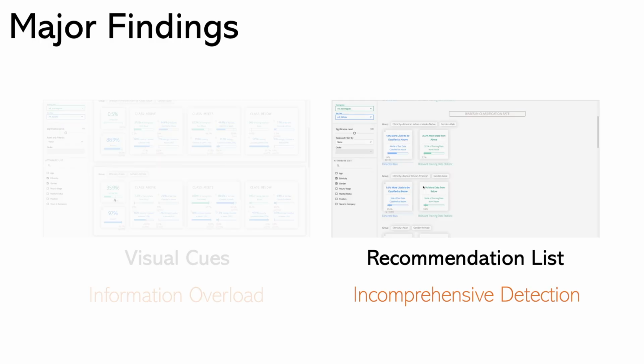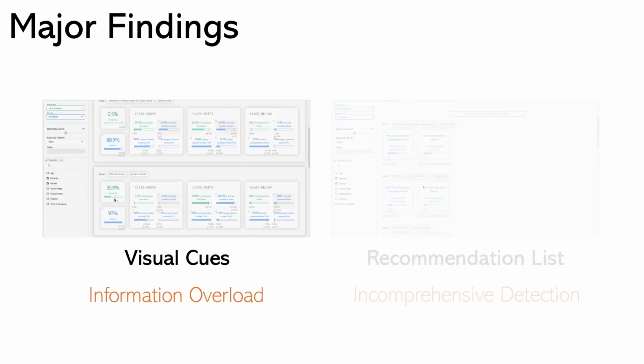So any bias detection tool is imperfect and will miss some performance measures users care about. When users use a recommendation list, they tend to select the unreported performance measures less, although these performance measures can still be important. This can lead to users not being comprehensive in detecting model biases.